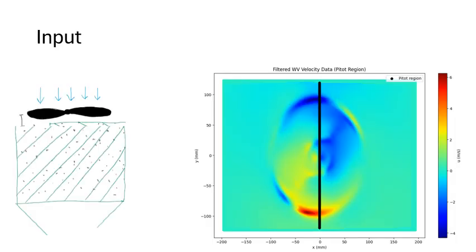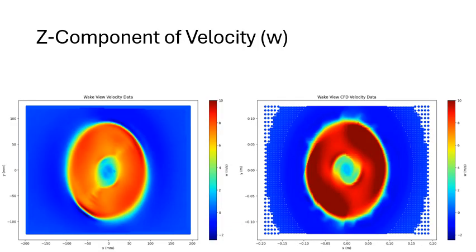So now we did the same thing for the wake view data. Here's what our input is. Now we're looking at a laser sheet, like into the page, top down, right after the rotor, and then we have PIV data straight through. So where the rotor, you can imagine, is right through the middle of, right above the pitot tube line, actually. We also, in this case, have a Z component of velocity. The PIV data is on the left, the CFD is on the right.